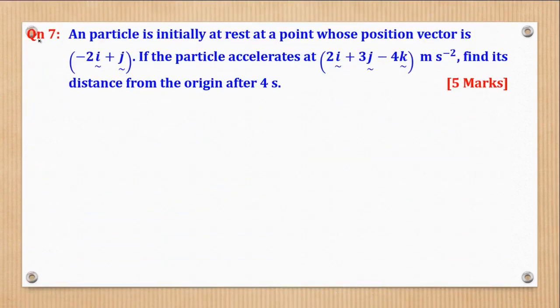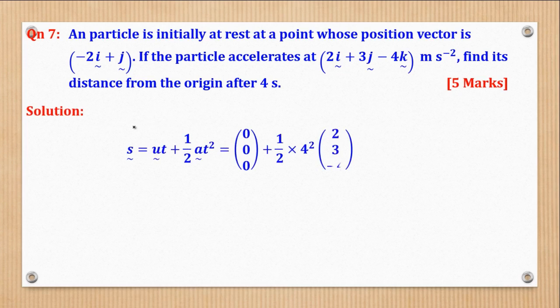So now we shall go to question 7. Question 7 says, a particle is initially at rest at a point whose position vector is this. If the particle accelerates at this, find its distance from the origin after 4 seconds.